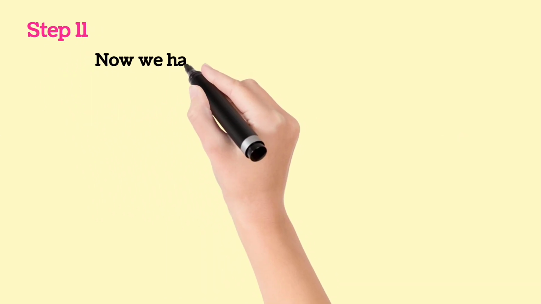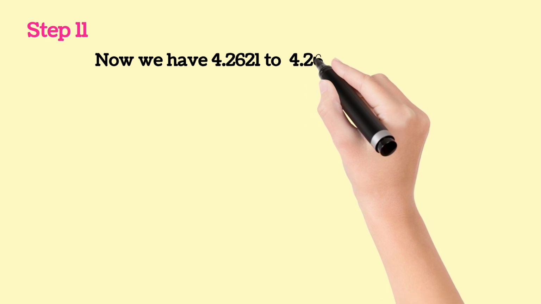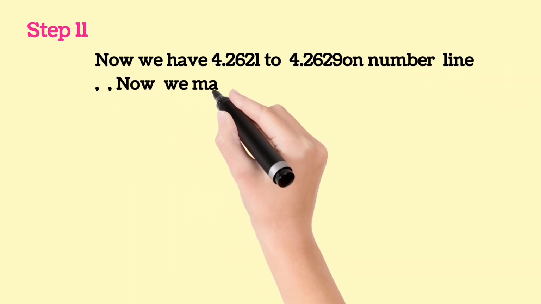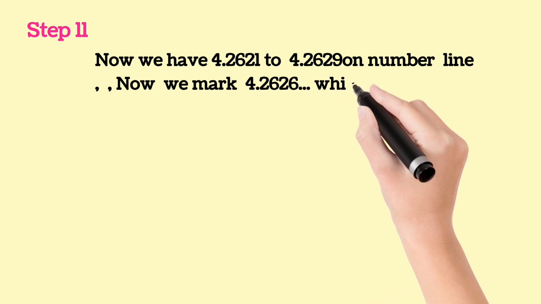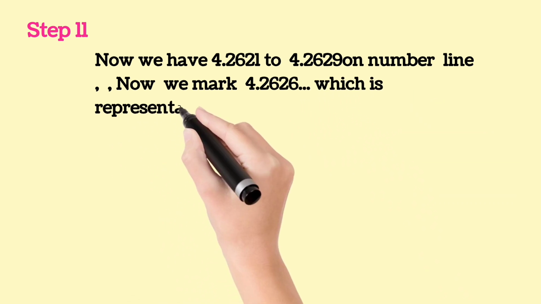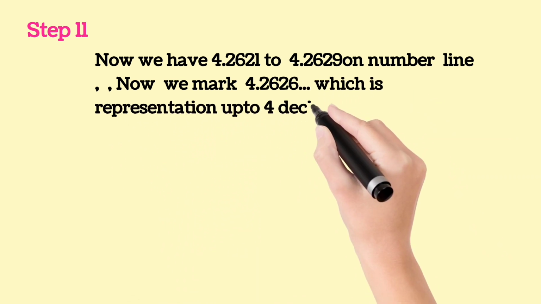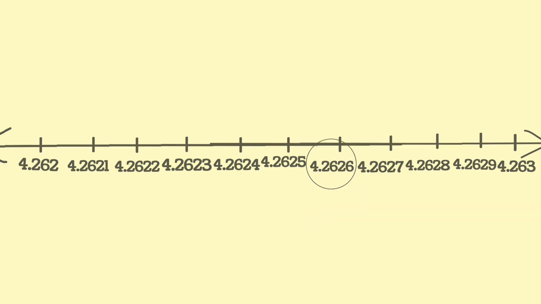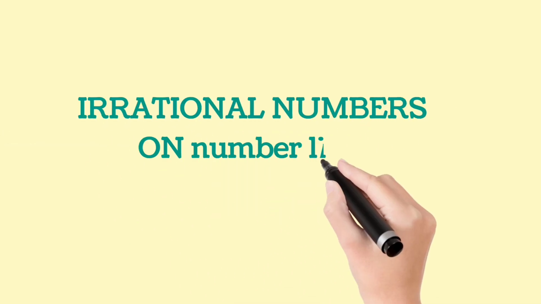Step 11. Now we have 4.2621 to 4.2629 on the number line. Now we mark 4.2626, which is the representation up to 4 decimals. Mark 4.2626 with a circle on the number line drawn. Now we will see irrational numbers on the number line.